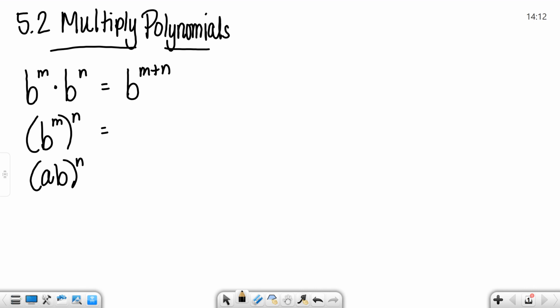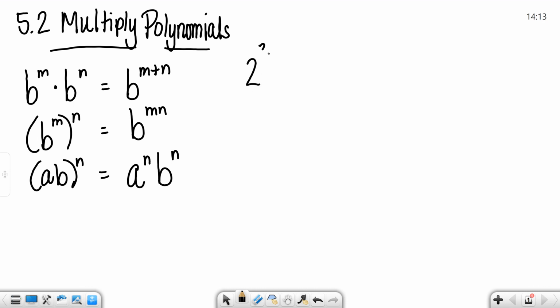The next one says b to the m raised to the nth power. We call that a power raised to a power, and we would multiply the exponents. And then when we have ab raised to the n, everything in parentheses gets raised to that exponent. So these are all the rules for multiplying polynomials. So let's do a few problems.